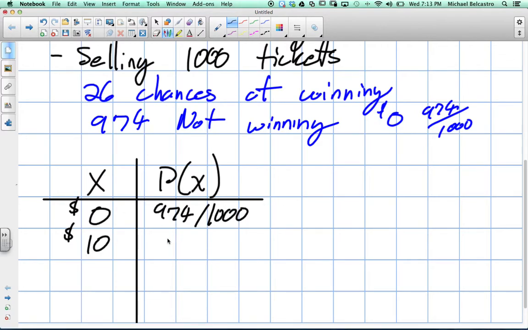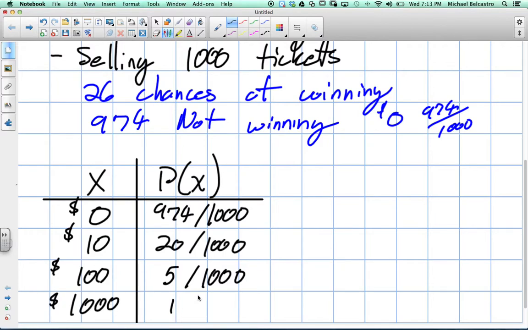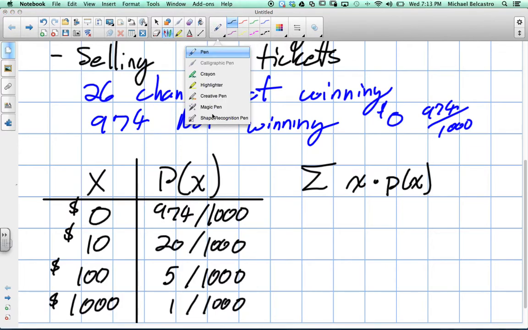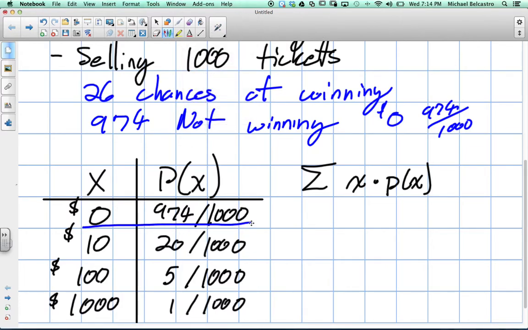Probability of getting $10 was a 20 in 1,000 chance, and we can reduce that, but it's not technically necessary. Of winning $100, we had a 5 in 1,000 chance, correct? And of winning $1,000, we had a 1 in 1,000 chance. So the formula used for expected outcome is the sum of X multiplied by your P at X. Essentially we're going to multiply these by each other, and then add all of them together to get an expected value.